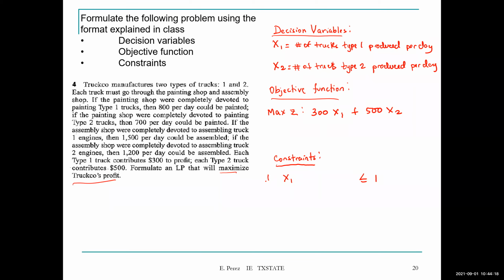So that fractional number is 1/800. So if I end up producing 800 of type 1, then this constraint will be met. It's going to be 1, less than or equal to 1, 100%. Right? If I just do 2, then it's going to be 2/800. That will be the fractional value. Same thing for X2. So we have X2, I think it is 1/700.